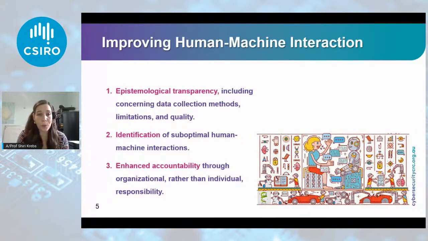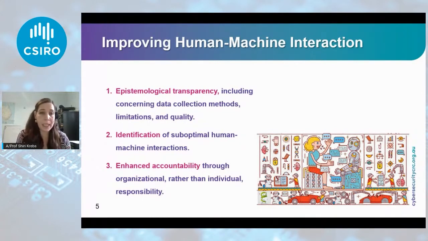And so the first one is epistemological transparency, and I think this is really a key point because we have to familiarize every person that works with those technologies to understand how the data is being collected, what the assumptions in the system are, what the quality of the data is, what some of the limitations of the technology are, for example, how the algorithm was trained, what the data set was, and so forth.